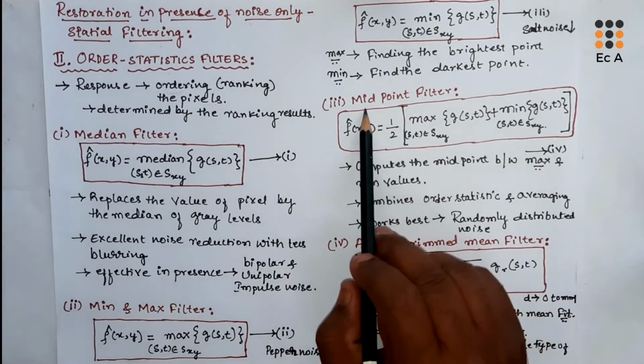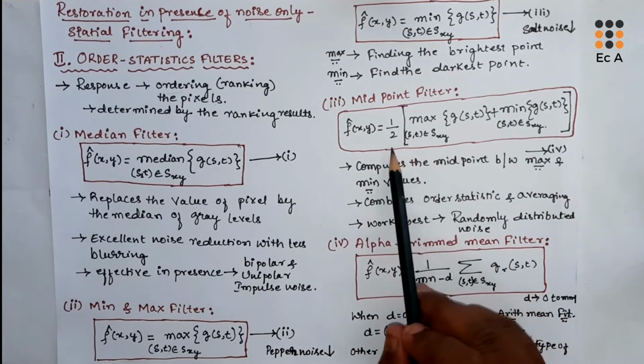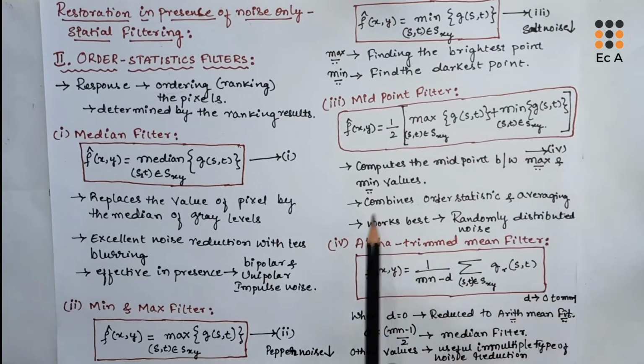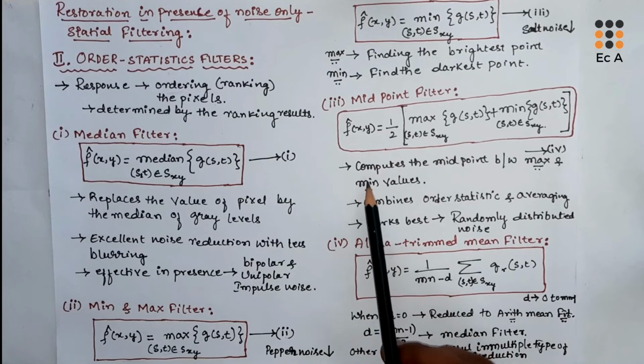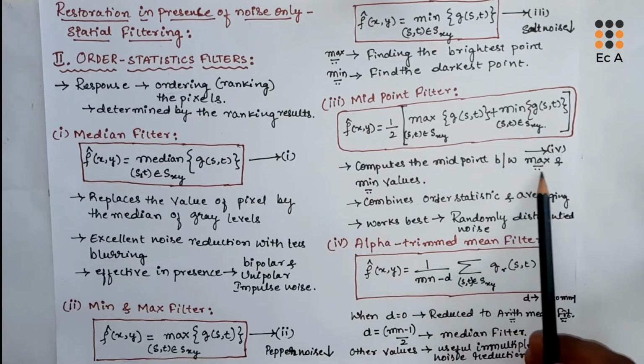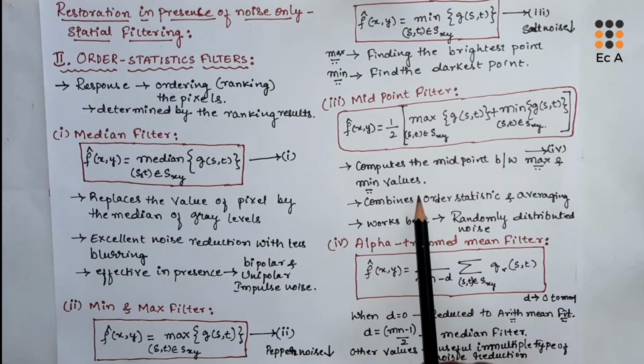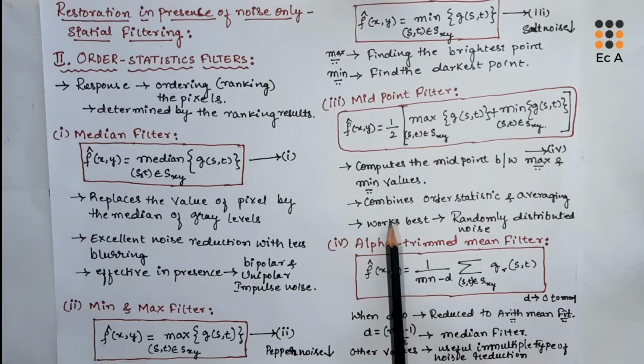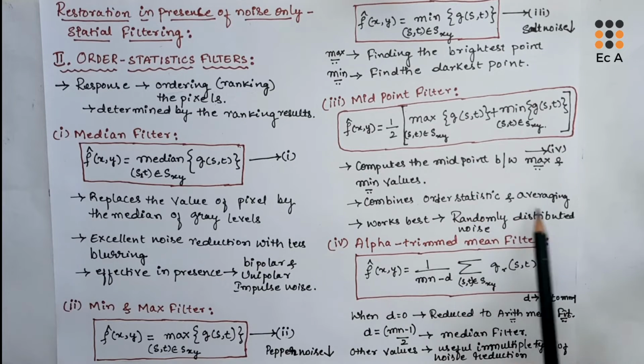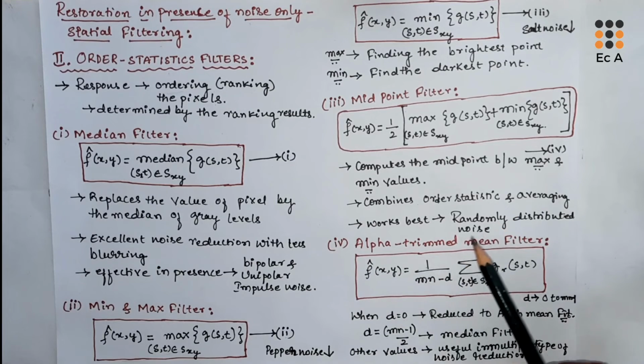The next type of filter is the midpoint filter. This is the representation of the midpoint filter. This filter computes the midpoint between the maximum and minimum values in the area encompassed by the filter. This filter combines order statistic and averaging, and it works best for randomly distributed noise like Gaussian noise or uniform noise.